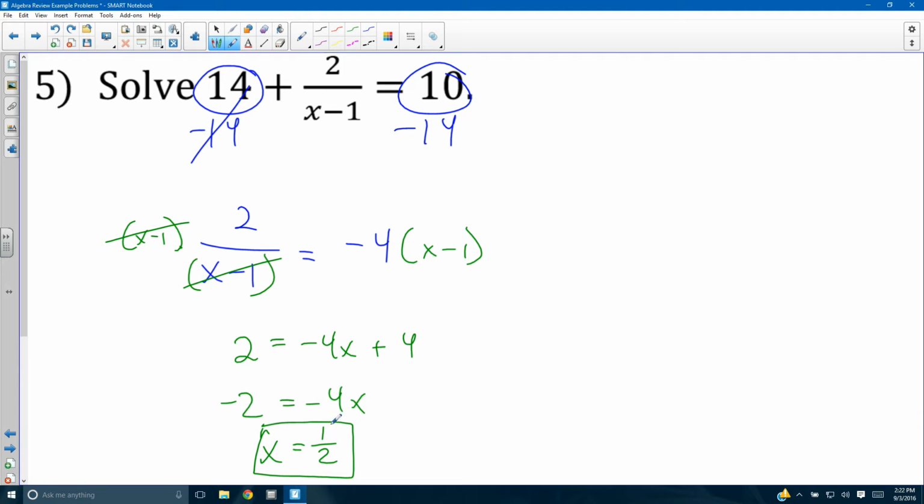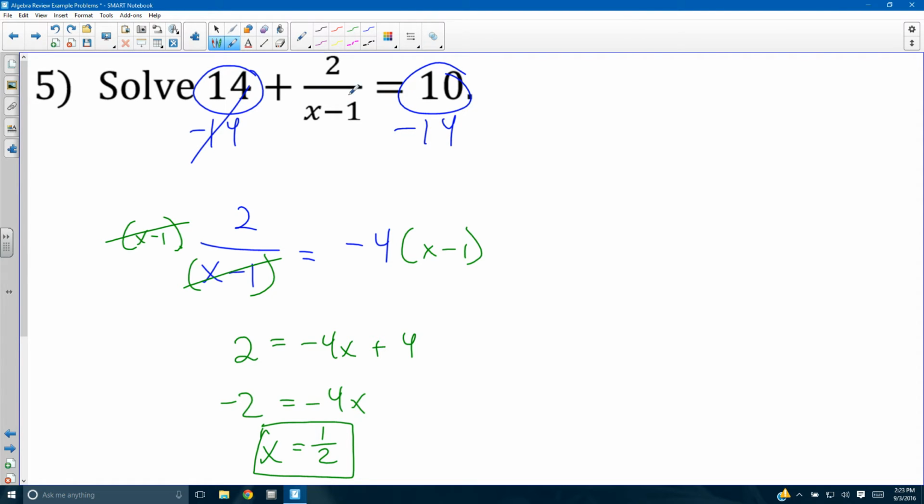Now, you want to double check for extraneous solutions, which means if I substitute 1/2 into here, will I divide by 0? No, looks like 1/2 minus 1 gives me negative 1/2. That's not an issue. If I got x equals 1 as a solution, I'd have to cross it out because that would be an extraneous solution. You'd be dividing by 0.